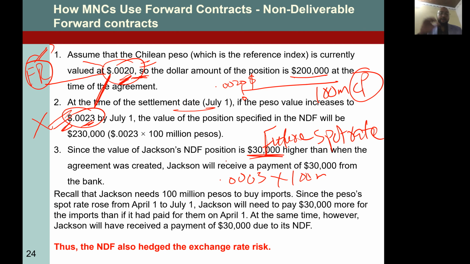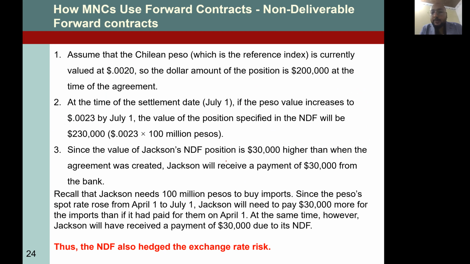So rather than sending 100 million pesos to your account, the seller will be sending you how much? At the time of settlement, if the peso value increases to 0.0023, the value of the position of the NDF will be $200,000 and $230,000. Since the value of the NDF position is 30,000 higher than the agreement created, Jackson will receive a payment of 30,000 from the bank, and here the bank is the seller.